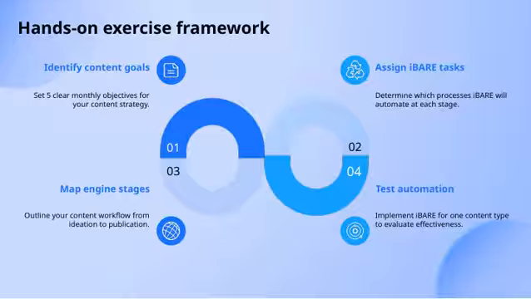This framework isn't just about automation. It's about creating a clear, manageable process that aligns with your overall content strategy. By following these steps, you can ensure your content efforts are both efficient and aligned with your goals.